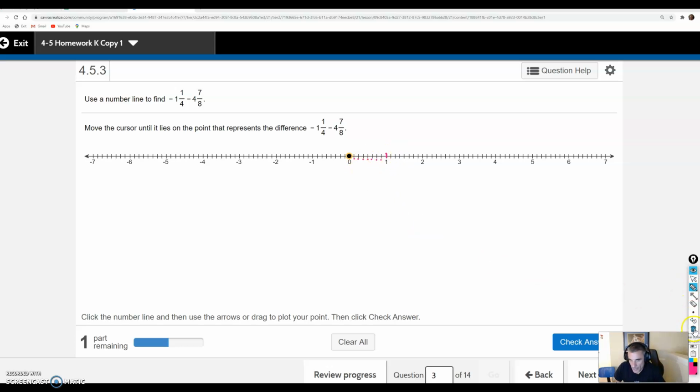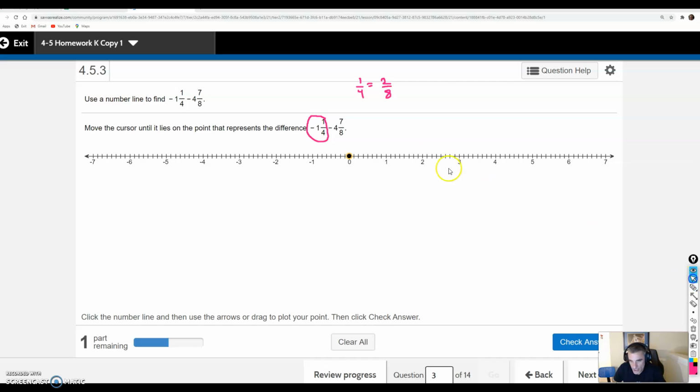Okay, we're going to need to know that because when I use a number line, this is my starting point, negative 1 1/4. Well, 1/4 written in eighths is equal to 2/8. And we have to keep that in mind as we're trying to plot this number.